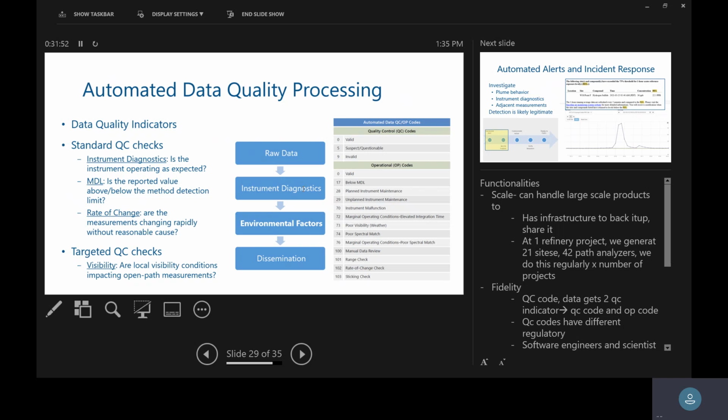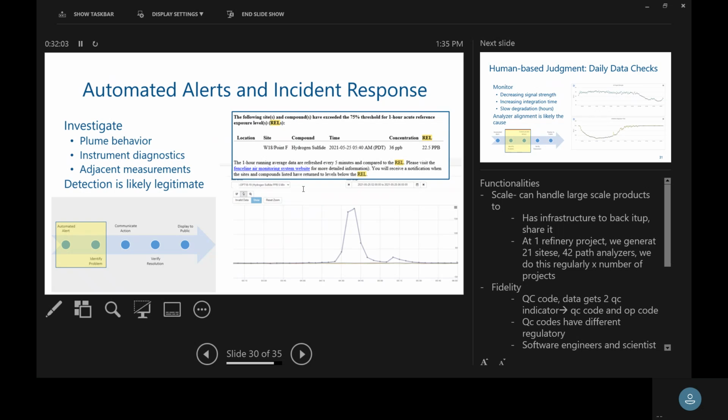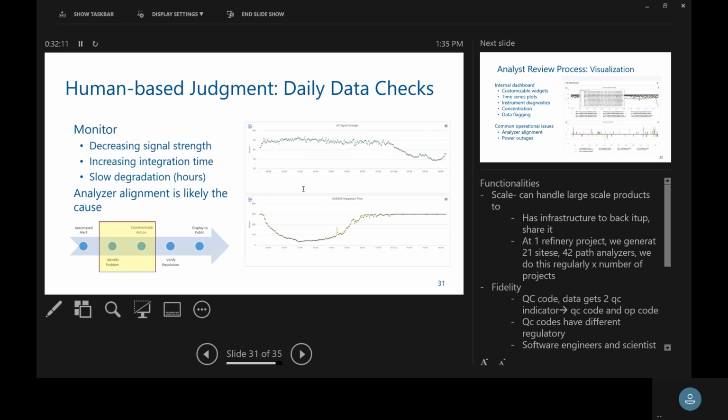So I beat this to death in terms of automated data quality. These are just some of the QA operational codes that are done automatically and assigned to the data stream. Talk about the automated alerts. These yellow boxes are where the human beings are involved. Then again, identify the problem, communicate the action. And we actually keep a record of those instances. When there is a human intervention in the data stream, we keep a record of that, so if there's a retrospective question about what happened in that instance, we have a record of what's going on.